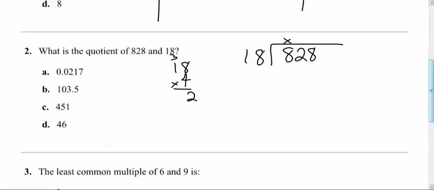So that's 32. 4 times 1 is 4, plus 3 is 7. So that's 72. I know I couldn't fit another 18 in there because I would be up to 90 then. So I'm going to say 4 times. So 18 times 4 is 72. You subtract, you get 10. Right? And then you've got to bring down your next number, 8. So 108.